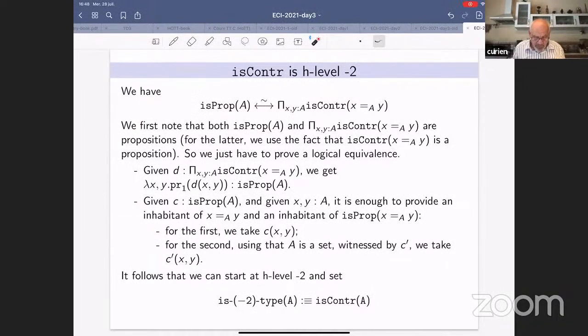Okay, so now comes the proof which I promised, namely the fact that we can start the hierarchy not with propositions, but with contractible types. So we are going to prove that isProp is built on top of isContr in the same way that isSet is built on top of isProp, or more generally, in the same way as is-n-type is built on top of is-(n-1)-type. So we need to prove this.